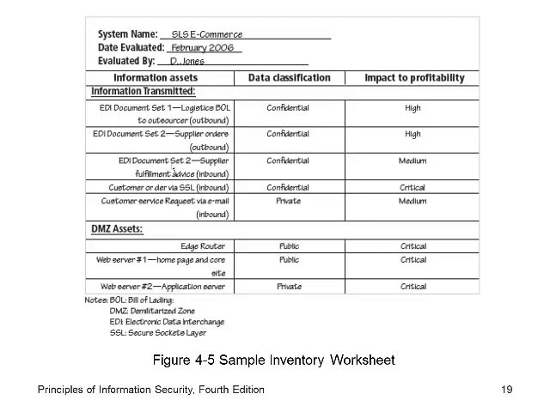Here's a sheet. The sample inventory worksheet. What is their item here? It's a document set 1, the logical BOL to outsourcers. Confidential. Impact on probability high. So this document they're talking about here, it's a confidential document, and if it gets lost or something, it's very, very critical.